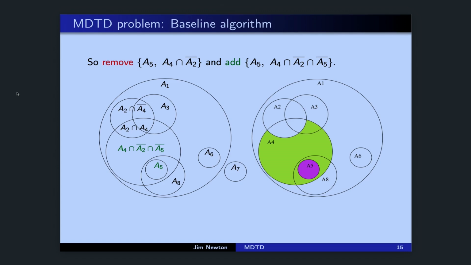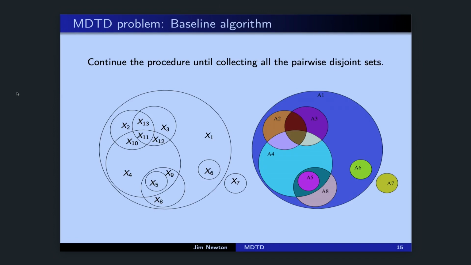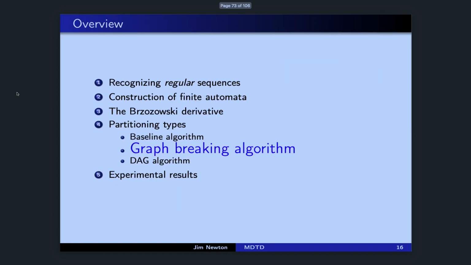Okay, so we just keep doing this until everything is disjoint. And at the end, we've colored all the regions like you do in the first grade with a crayon. You try to paint the regions without crossing the lines. So that's what we call the baseline algorithm. Very, very straightforward, very few lines of code, but has several problems with efficiency.